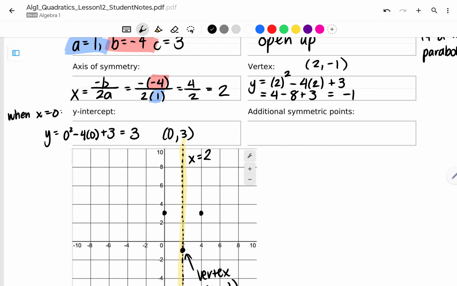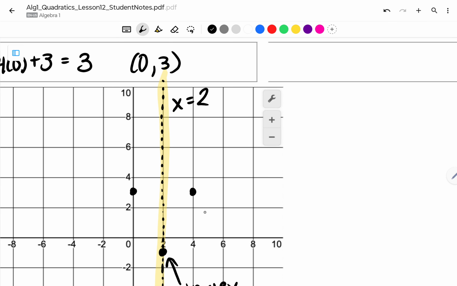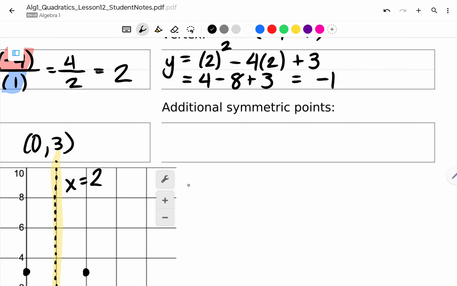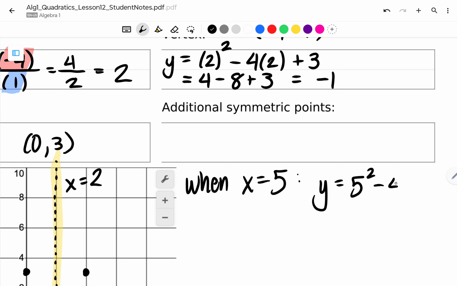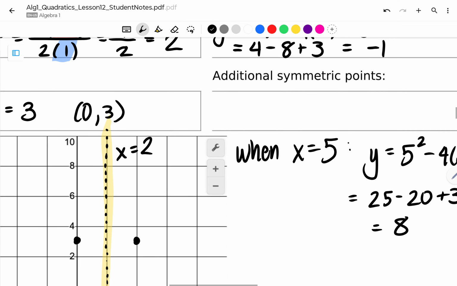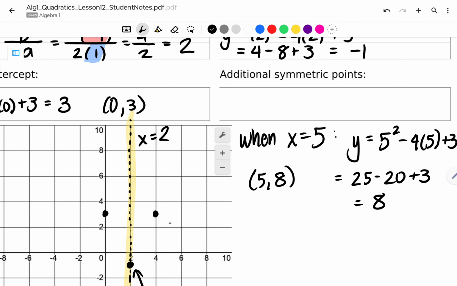Additional symmetric points, that means where are we going to put the other points? So let's keep going, right? Let me try plugging in 5, at x equals 5. When x equals 5, the formula is going to be 5 squared minus 4 times 5 plus 3. 5 squared is 25. 4 times 5 is 20. That's going to be 8. So we have another coordinate at 5 and 8. Right there.